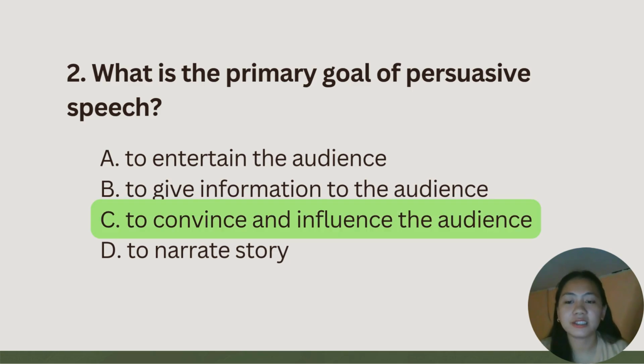Time is up, and the answer for number two is letter C, to convince and influence the audience. Of course, the primary goal of persuasive speech is to influence and convince the audience to adopt a certain belief, opinion, or point of view of the speaker himself. He is giving that speech to motivate or change the mindset of the audience.